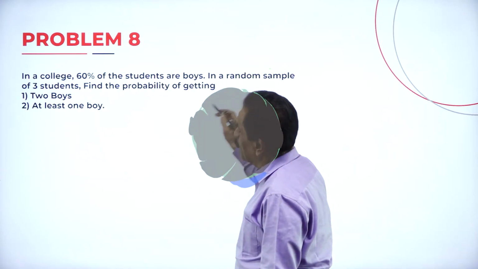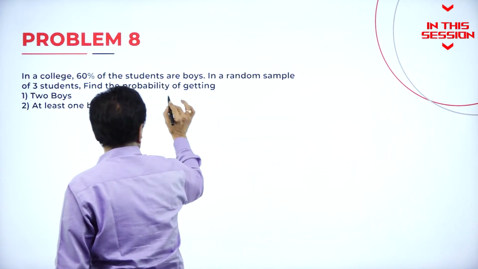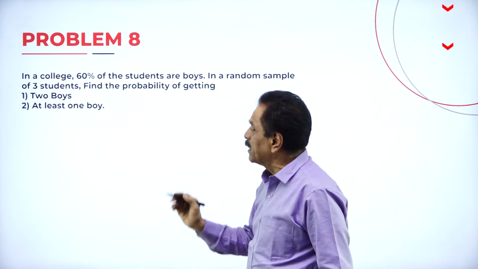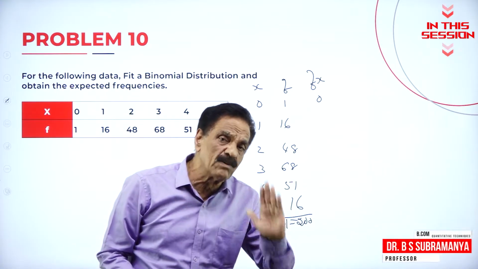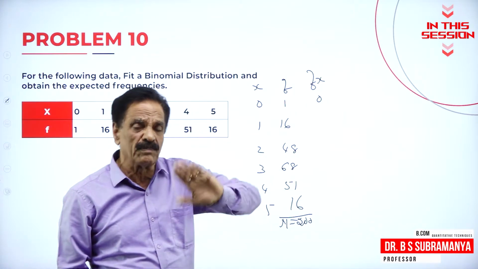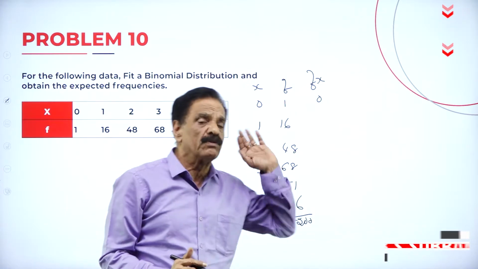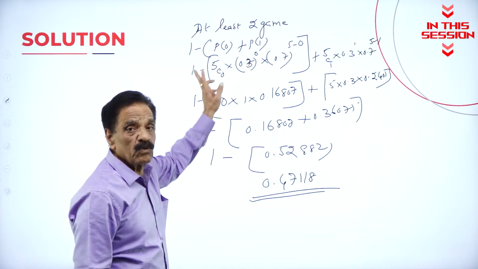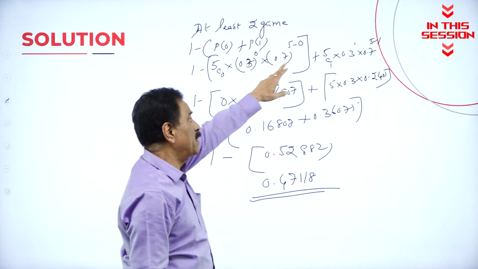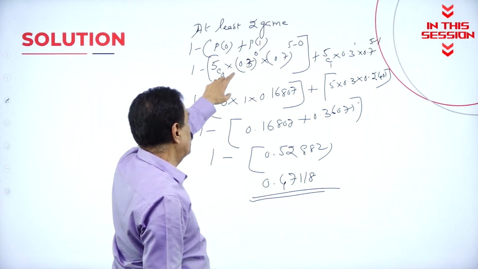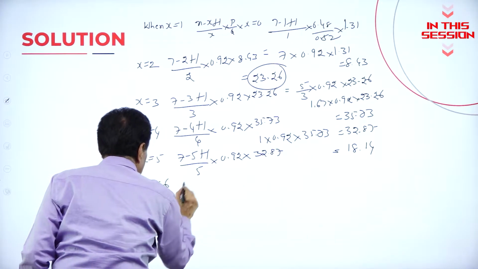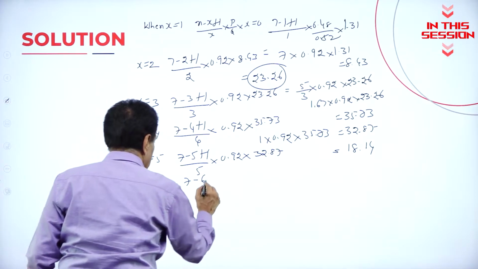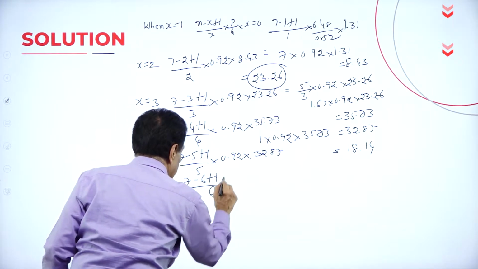In a random sample of 3 students, find the probability of getting 2 boys, at least 1 boy. Mean is equal to Σfx by n, we have to find out. Then only we have to find out the value of p, value of q. So at least 2 means 1 minus P(0), P(1). So 5C0, 0.3 to the power of 0. When x is equal to 6, 7 minus 6 plus 1 divided by 6.